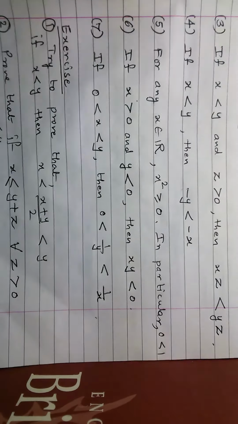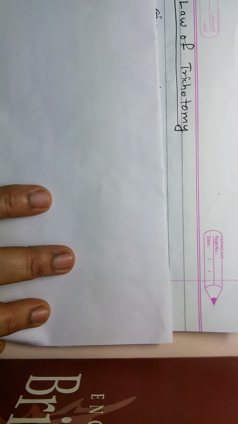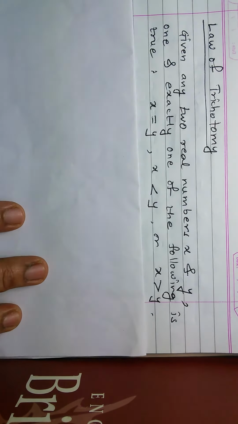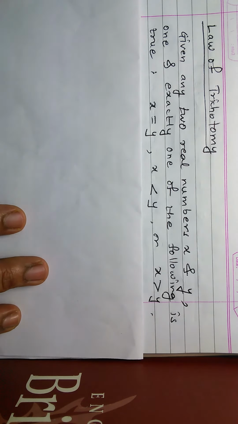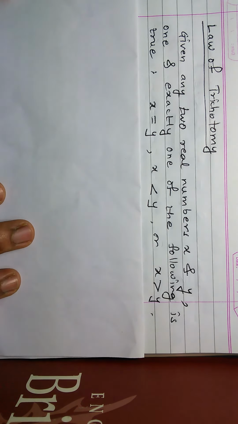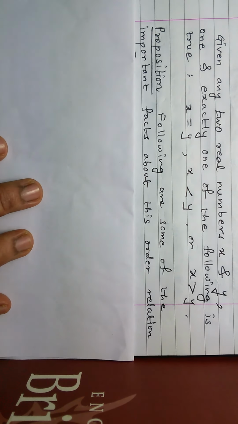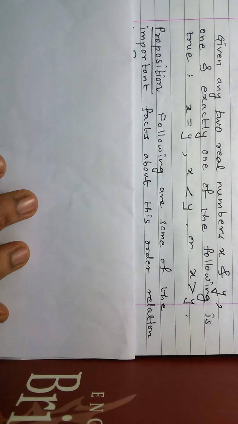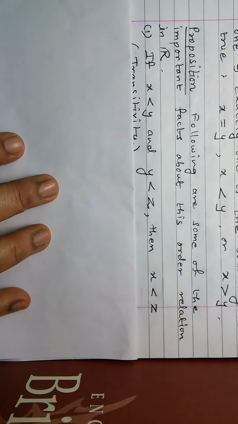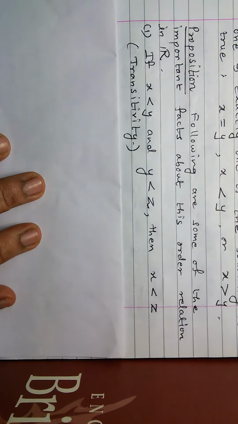We move to the laws of trichotomy. It says, given any two real numbers x and y, one and exactly one of the following is true. So for a pair of real numbers, you either have x is equal to y, or x less than y, or x greater than y. Following are some of the important facts about this order relation. The transitivity property: if x is less than y and y is less than z, then you have x less than z.